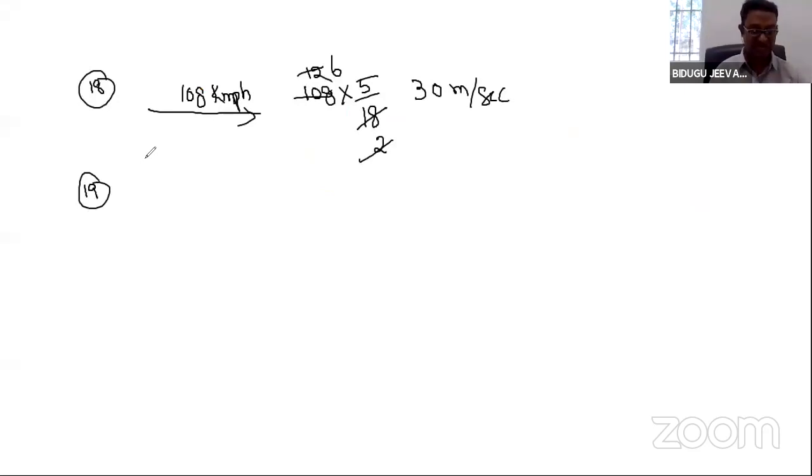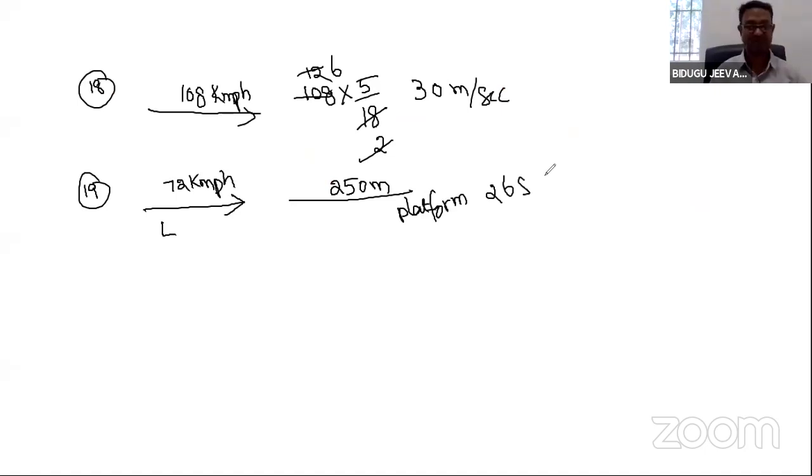Question number 19. Now, a goods train runs at a speed of 72 km per hour. This is the speed of the goods train. And it crosses a 250 meter long platform, this is the platform, in 26 seconds. The length of the train is not given. What is the length of the goods train? This we have to calculate.